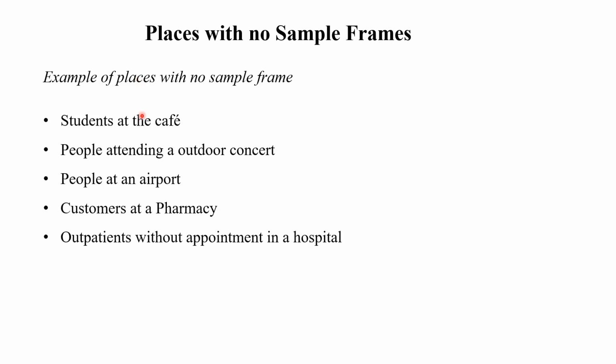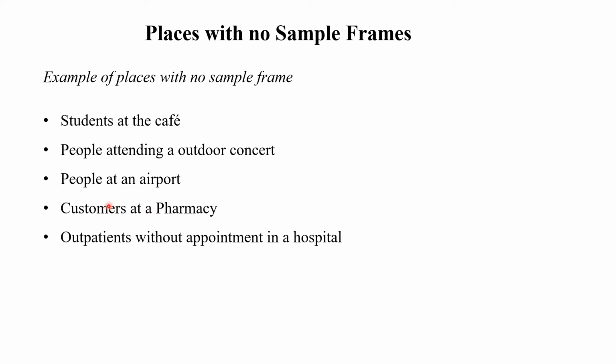Places with no sample frame. For example, students at a cafe. We don't know who comes, at what time he comes, he goes there. There's no list of who is at the cafe at the time you went, right? So there's no sample frame. People attending outdoor concerts, people come and go. There's no sample frame. People at the airport, some are passengers, some are not, all are mingling here and there. Some came to send off their friends, some came to receive somebody. Inside the plane, you have your sample frame. But airport, no.